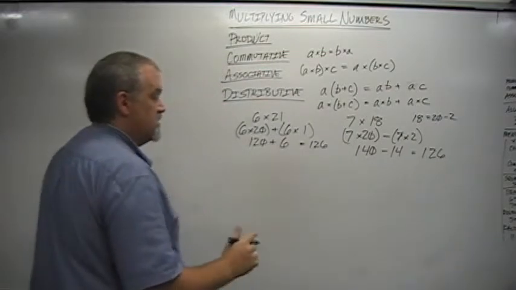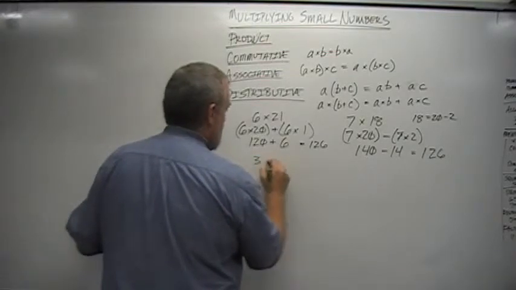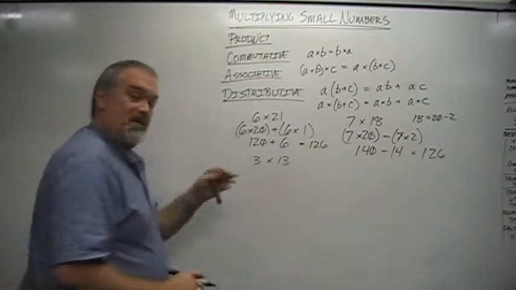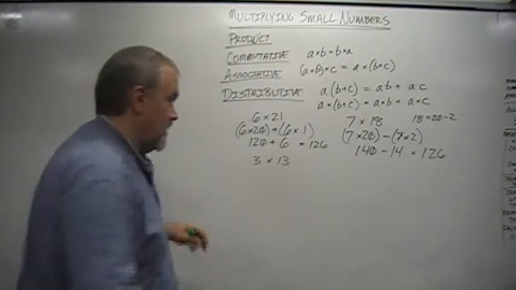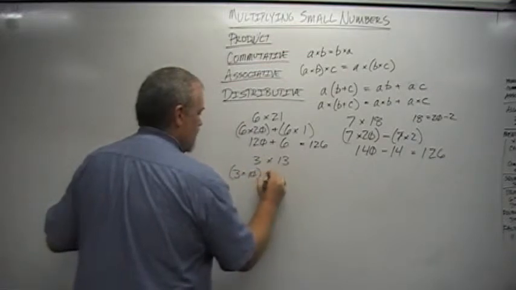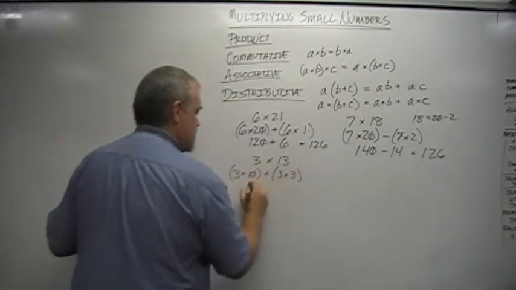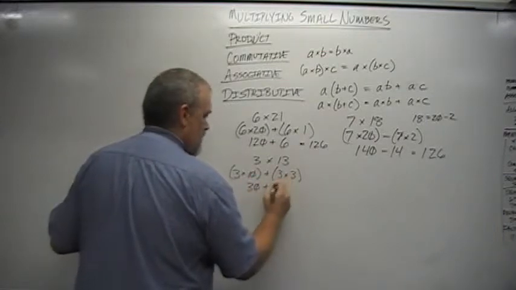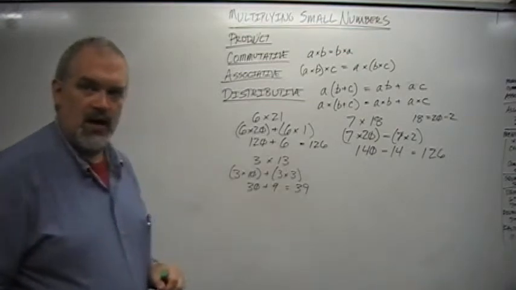Here's another one. Let's try 3 times 13. Now you may be able to do that in your head, but here's a way to help you sort of pull it apart and then do it. This is 3 times 10 plus 3 times 3. 3 times 10 is 30. 3 times 3 is 9. You do them together and you get 39.